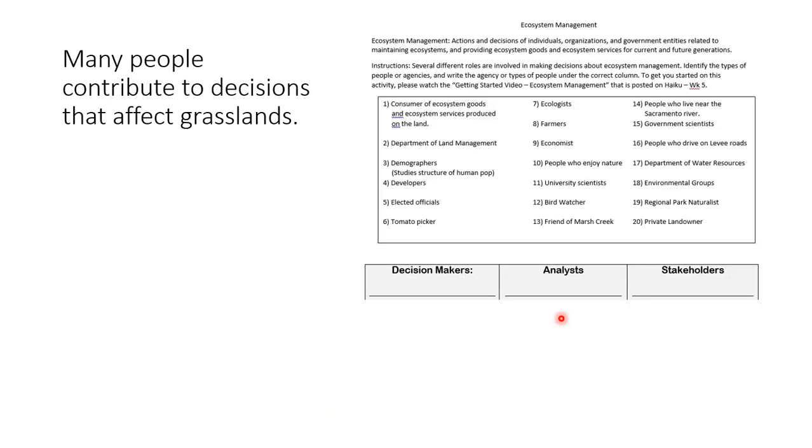Okay, so let's get on to this activity. The instructions are: several different roles are involved in making decisions about ecosystem management. Identify the types of people or agencies and write the agency or types of people under the correct column. To get you started on this activity, please watch the Getting Started video.